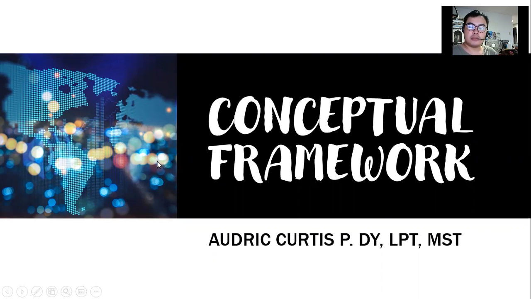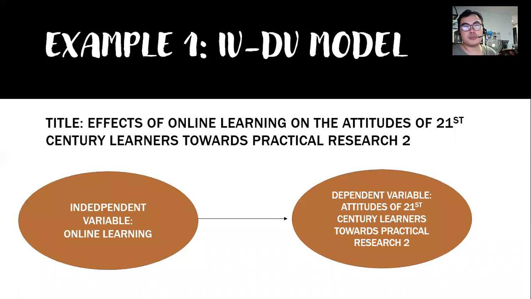So let me discuss the basic forms of conceptual framework. I know that there are a million forms and examples of conceptual frameworks. However, I have chosen to discuss the basic forms. So our first example is the IV to DV model. This model represents the cause and effect relationship between the variables in your study.